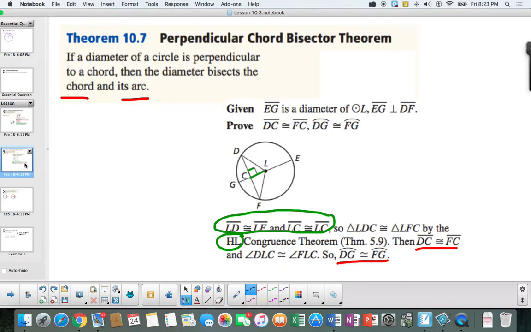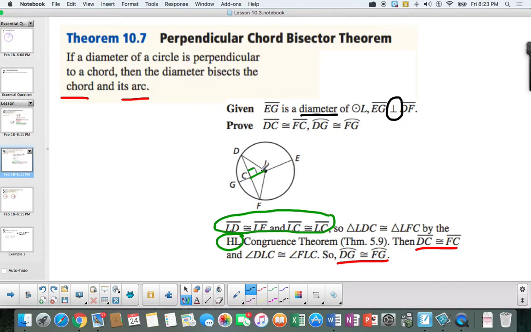Our next theorem is the perpendicular chord bisector theorem. It says that if you have a diameter and that diameter is perpendicular to a chord, something very interesting happens. That diameter will bisect the chord and its arc. Let's go see how that's done.